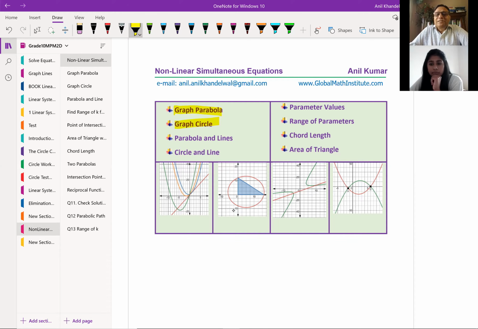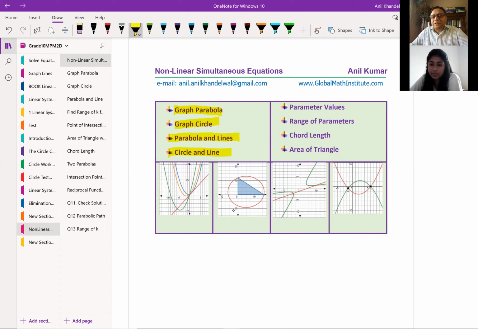We have just done simultaneous equations on linear functions, right? And then we will see how parabolas and lines, and circles and lines, interact, and how we find solutions to such systems. While doing all this, you have to keep in mind something else which is always a part of your question.